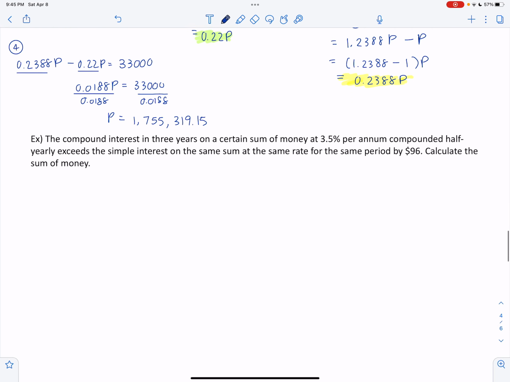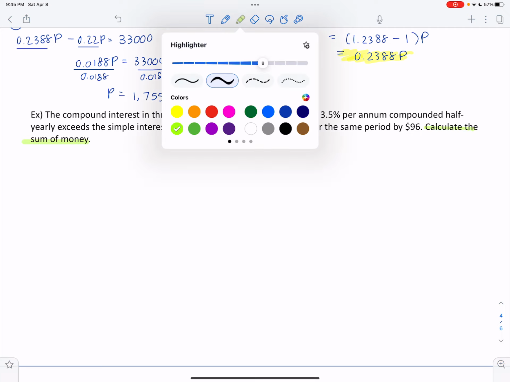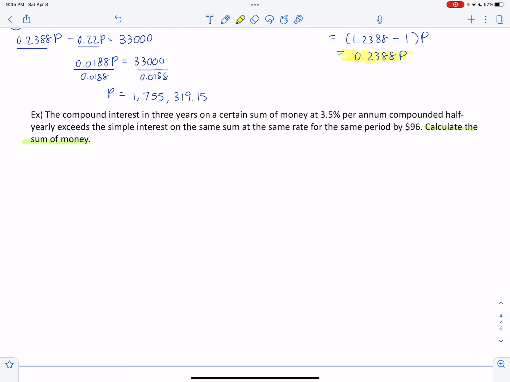Okay, another way to word this, same idea. We are again looking for the principal. Calculate the sum of money. So the compound interest in 3 years on a certain sum of money, I am looking for a principal again, at 3.5% per annum, compounded half yearly. Okay, so look, we're compounding half yearly, exceeds the simple interest on the same sum at that rate.